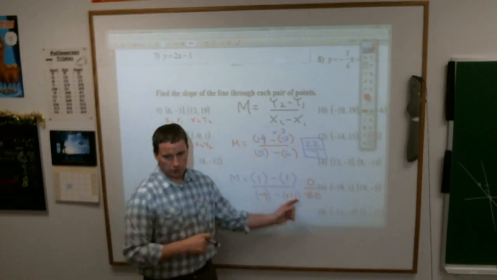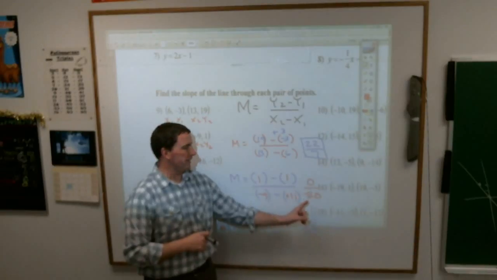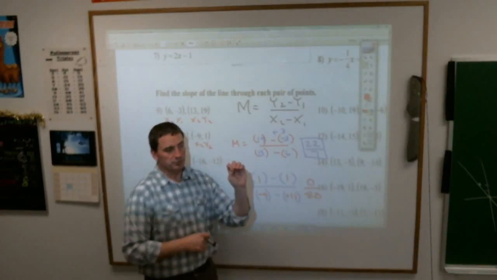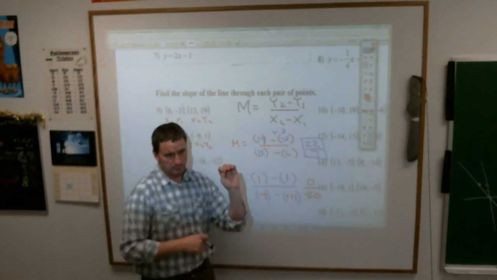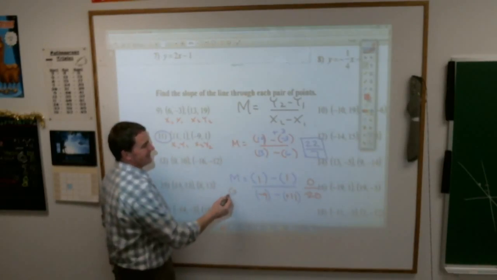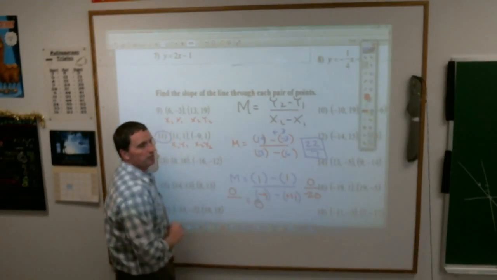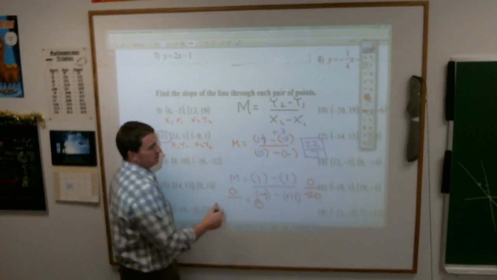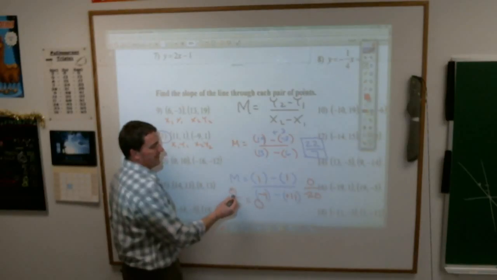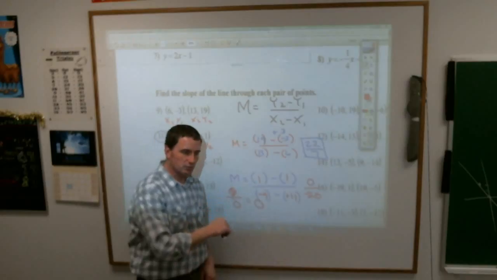Yeah, that's right. You get 0 over negative 20. Please know this. Okay, you can have a 0 on top. When there's a 0 on top of a fraction, your answer is 0. It has slope of 0. You can't have a 0 on the bottom. If there's a 0 on the bottom, it's undefined, it's actually no slope.